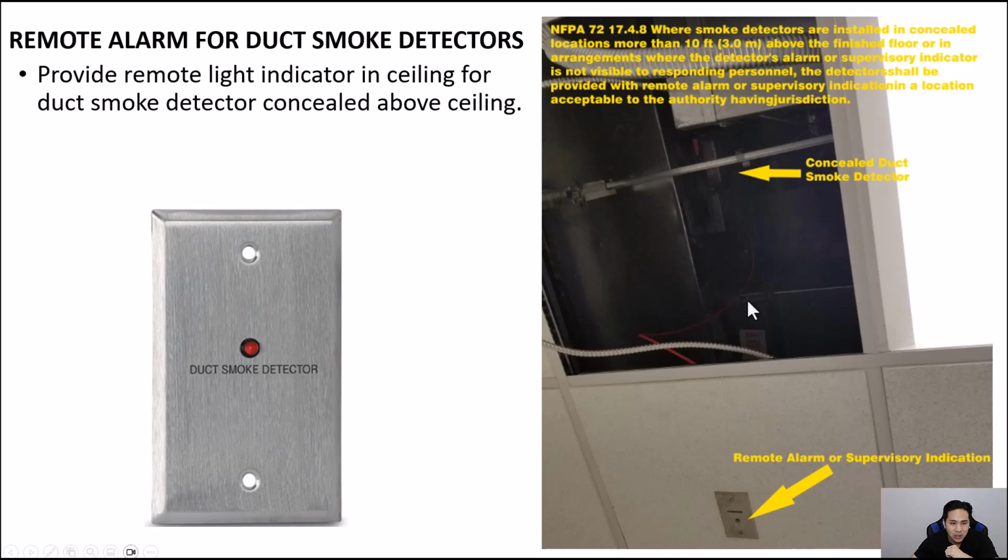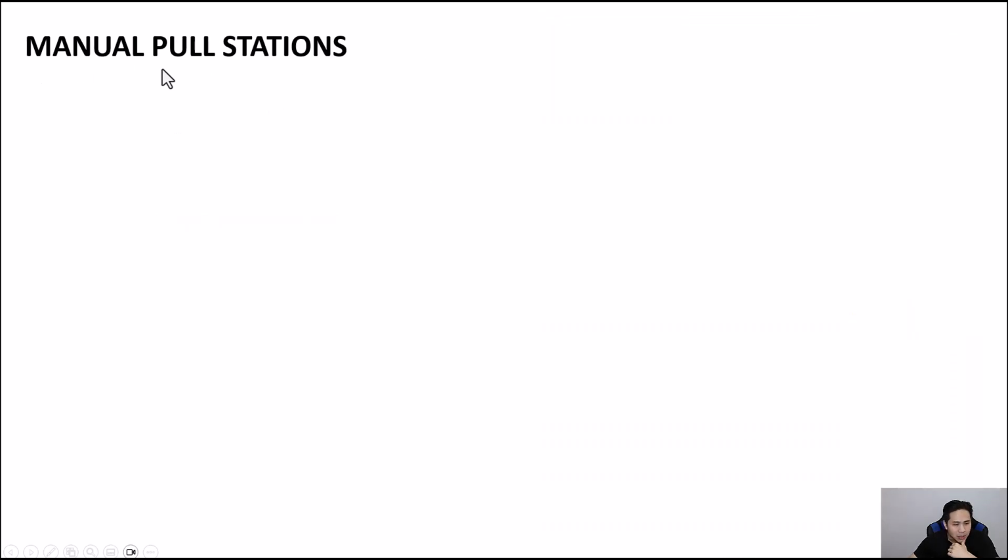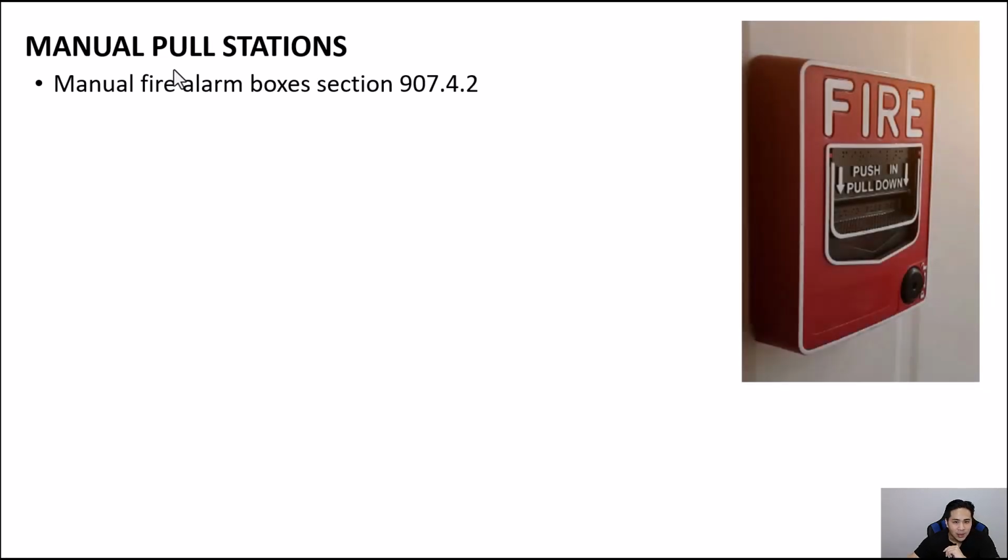Now, if the duct smoke detector is exposed, then you would not need one of these remote alarms for the duct smoke detector. Now we'll talk about manual pull stations. In other words, they're called manual fire alarm boxes. Sometimes there are different names for the same thing. And they look like this, which you've probably seen before.